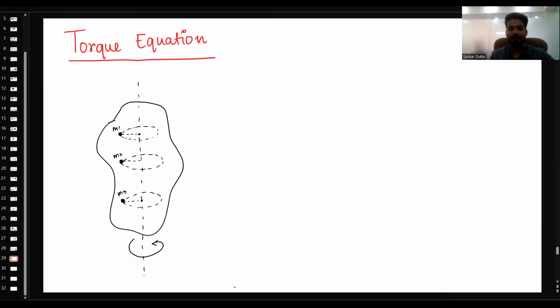Now, let's say this is rotating with some angular acceleration alpha. Can you tell me what is the acceleration of each particle? The tangential acceleration of each particle? Well, alpha into r, right? For the first mass, it is going to be alpha into r1. For the second particle, it's going to be alpha into r2. Third particle is going to be alpha into r3. Please let me know if you understood this.